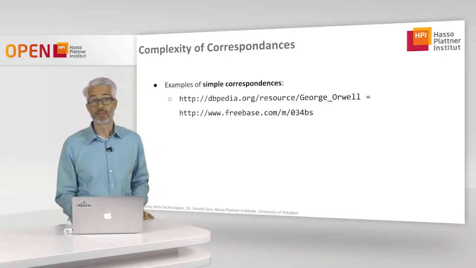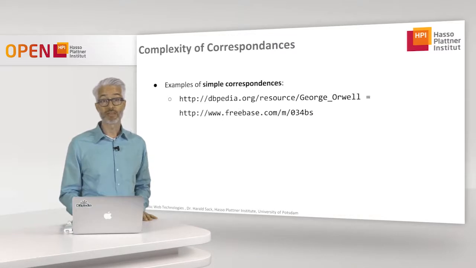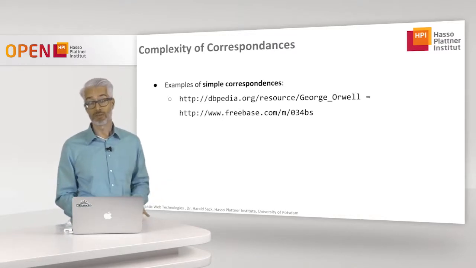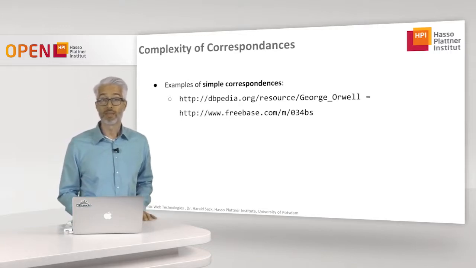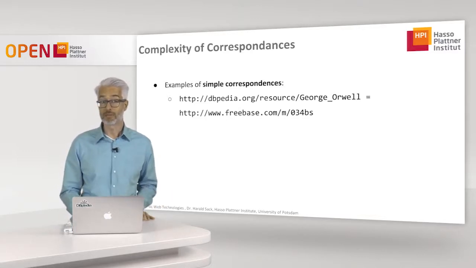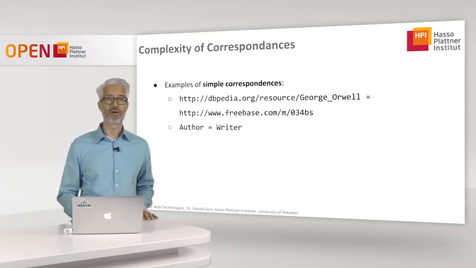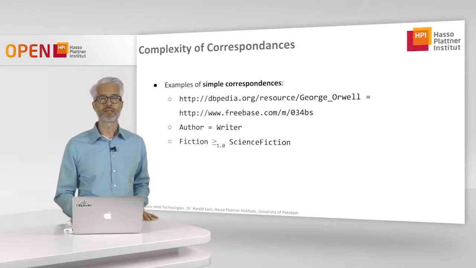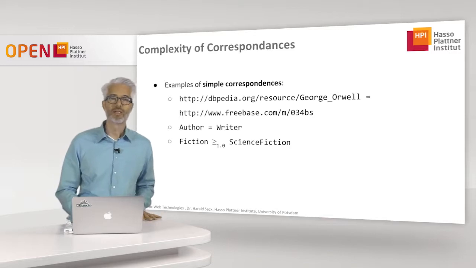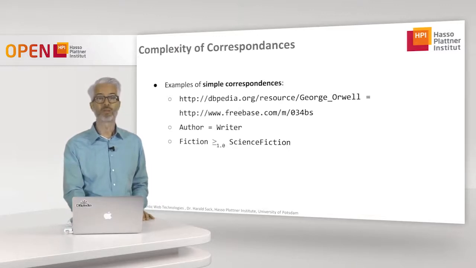Equality. Here we have, for example, two ontologies or two linked data sources. First, we have DBpedia, and on the other hand, we have Freebase, another large knowledge base, and there are two concepts which are identical. You do not see that from the URI. In DBpedia, it's a speaking URI where you see that this refers to George Orwell, but you have to select the same entity wherever it's available in Freebase, and then of course you can say these two things are identical. This is the simplest thing. Or you can say the concept author is exactly the same as the concept writer. Or you say, for example, fiction is a broader term than science fiction, and you are 100% sure about that. So these are so-called simple correspondences.